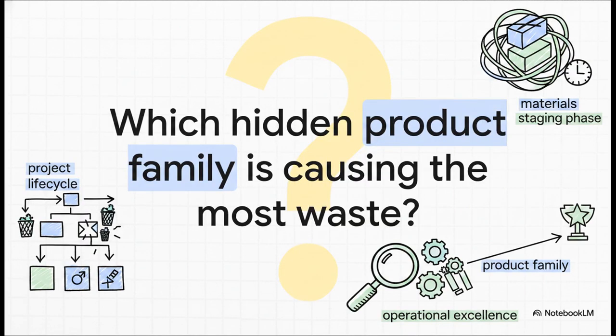Before we get to the references, I want you to take a second and really reflect on your own operations. If you analyzed your current product lifecycle right now, today, which hidden product family is causing the most waste and is just begging to be mapped? Is it a clunky design approval process? Is it how materials are staged on site? Finding that specific family, defining its scope, and isolating the operational reality is your very first and most crucial step toward true operational excellence.